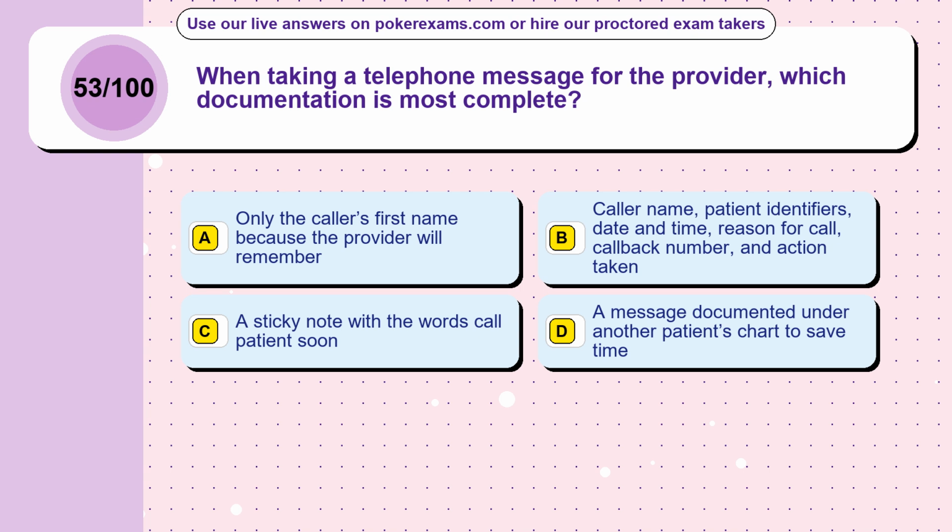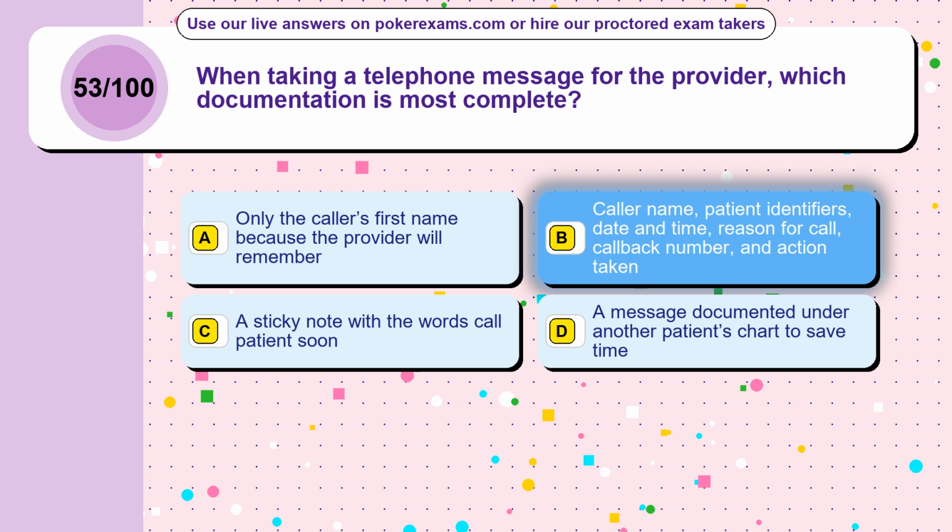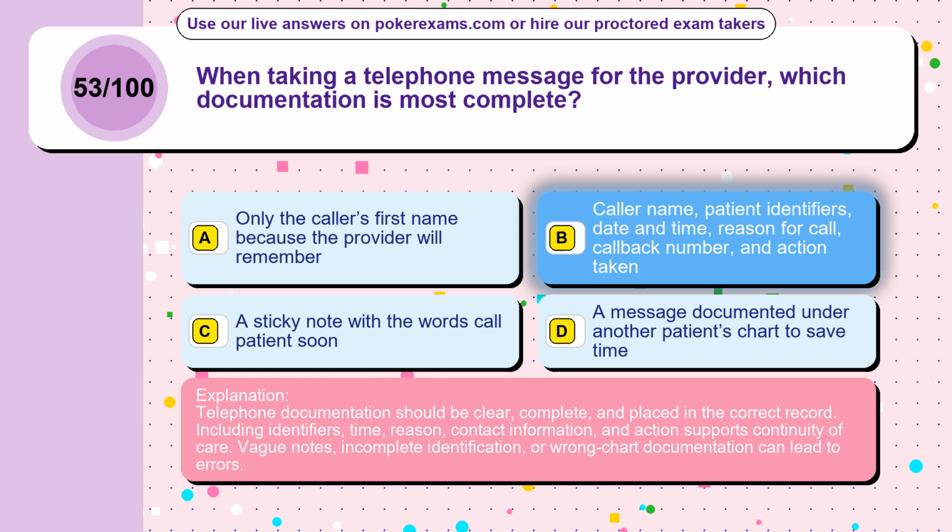A message documented under another patient's chart to save time. The correct answer is option B. Caller name, patient identifiers, date and time, reason for call, callback number, and action taken. Telephone documentation should be clear, complete, and placed in the correct record, including identifiers, time, reason, contact information, and action. This supports continuity of care. Vague notes, incomplete identification, or wrong chart documentation can lead to errors.